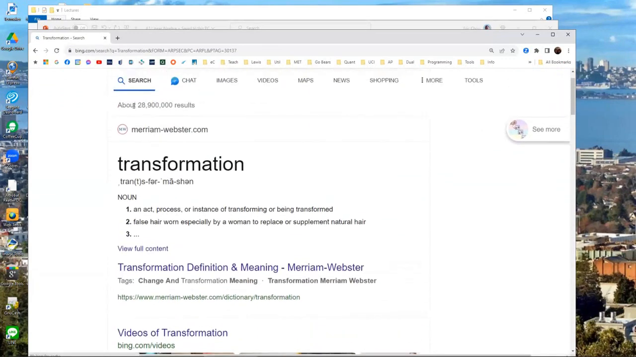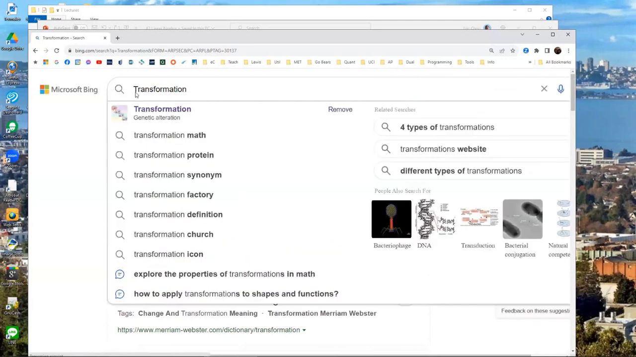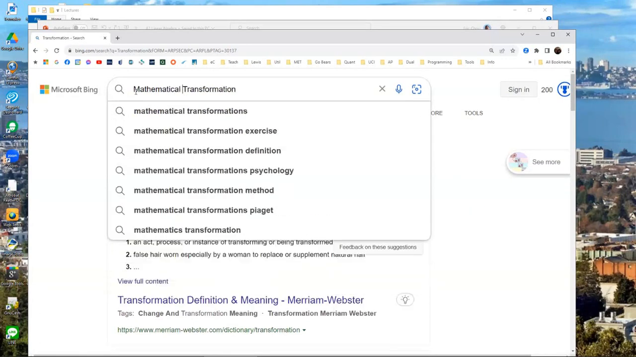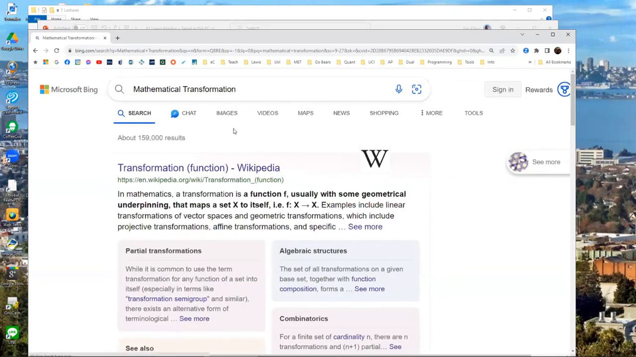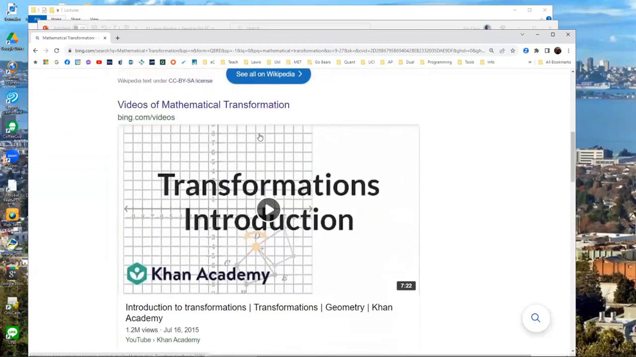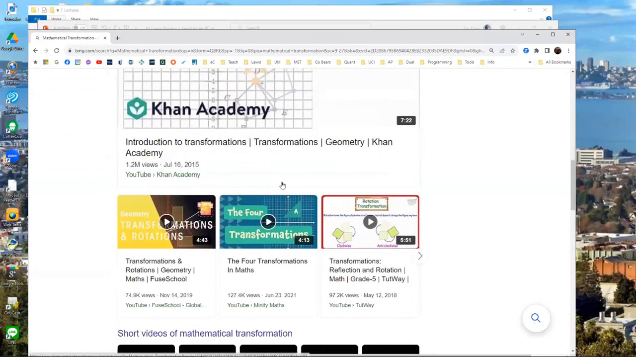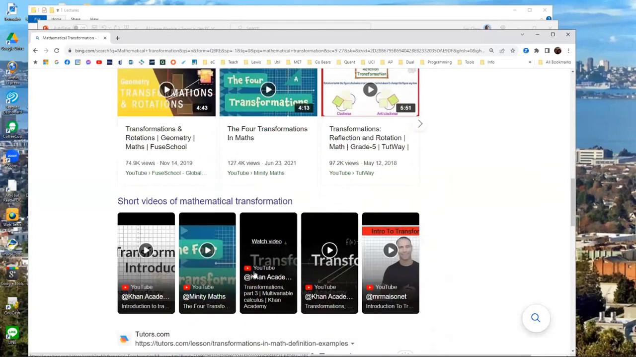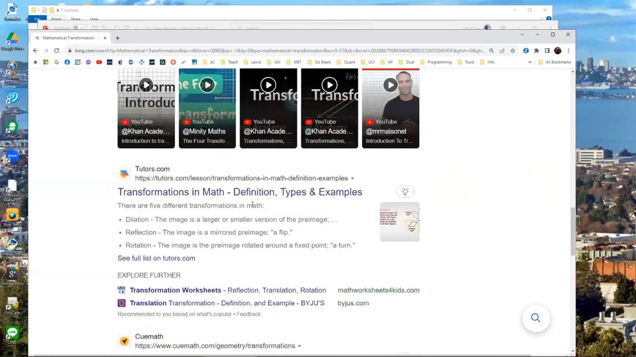We are talking about mathematical transformation. There are a few terms you can look at, different transformations including right here. Maybe this one is good. It's reflection, rotation, and translation. So let's look at this one.